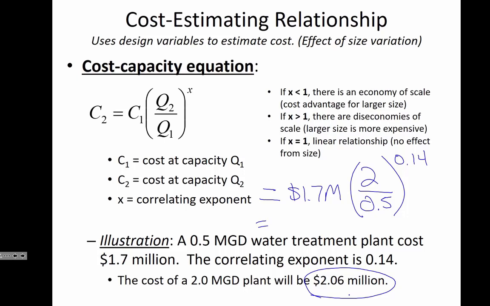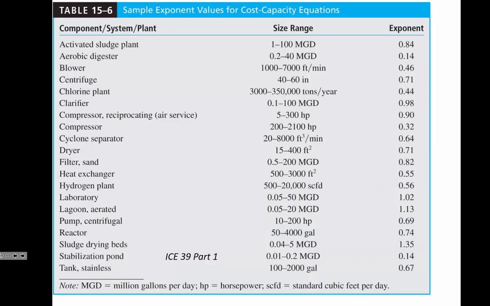All right. So let's talk more about the correlating exponent. Where does that sort of information come from? Well, tables like this. There are lots of different industries out there. Wastewater treatment is just one illustration that's provided by the text. There are different things that you need for a wastewater treatment plant. You may need to purchase a centrifuge for spinning things.